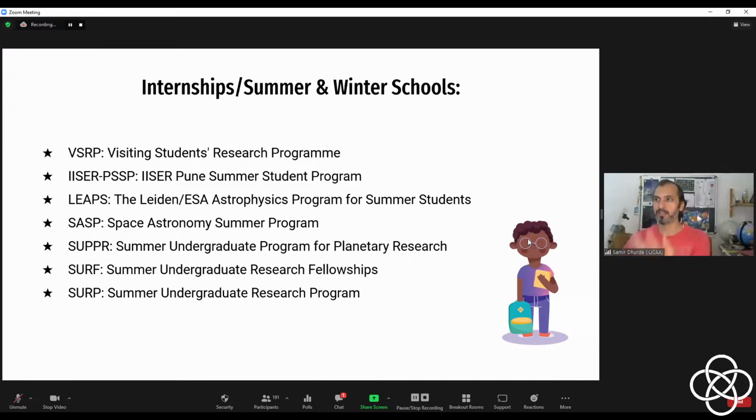These are just examples of a few good internships, summer schools, winter schools that are there. VSRP is a very good program which runs at IUCAA, and at NCRA also across the road. Just as an example, ISSAA have also started coming out with their own summer programs. So you should look at those. Then there are other programs in other countries. They could be by some institutes, by some universities, or even by some projects like LIGO, where you can get some good fellowships or some good experience even during your undergraduate phase.